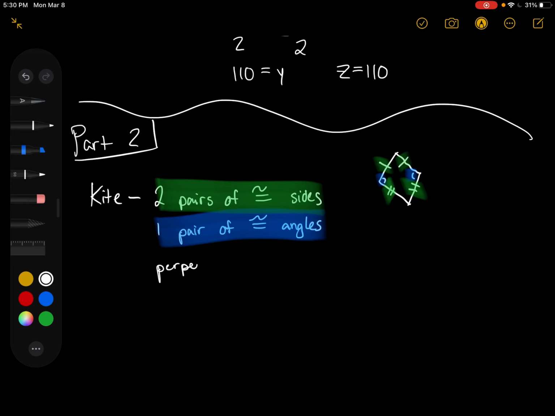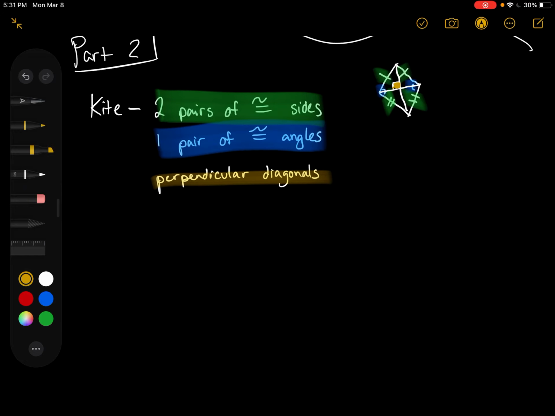And then the last thing that we know about them is that they have perpendicular diagonals. So if we go from angle to angle and angle to angle here, we know that they intersect at a 90-degree angle. That means it's perpendicular. So maybe we can highlight that one in yellow. So again, intersects in yellow there. All right, so those are basically the major properties of kites, and if we can keep those three properties straight, we can apply those to solving for some unknowns.